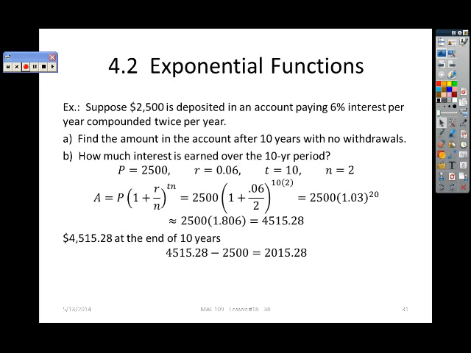$2,015.28. And remember, interest is dollars. So it hasn't quite doubled yet. But those are the calculations.